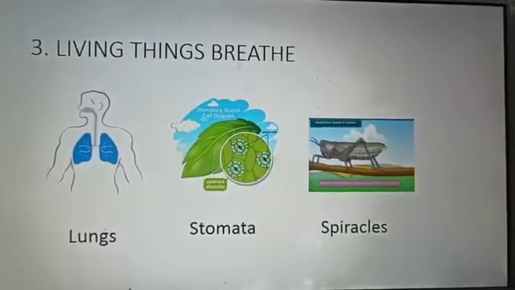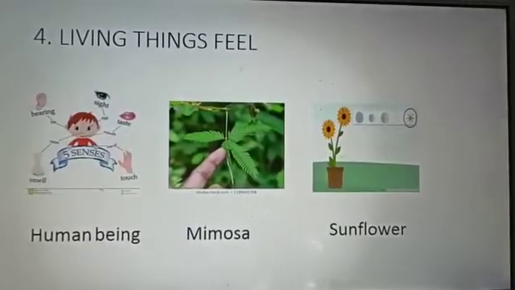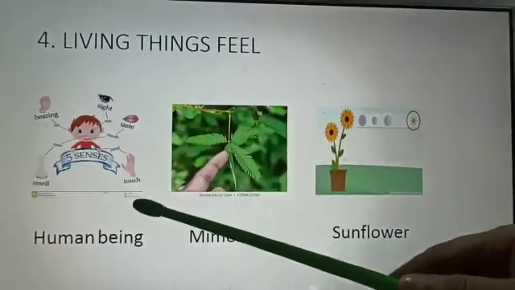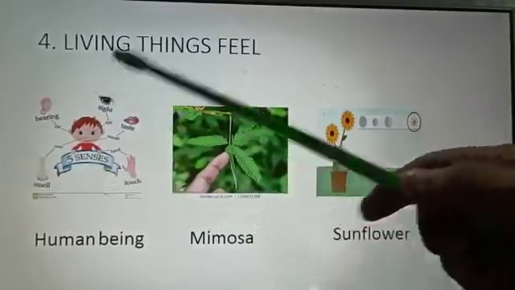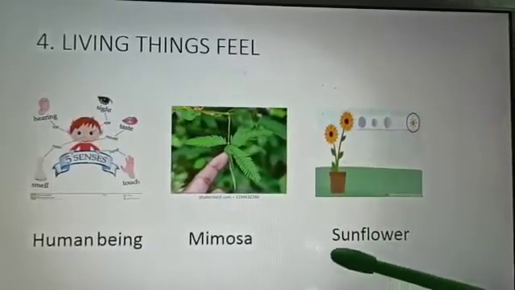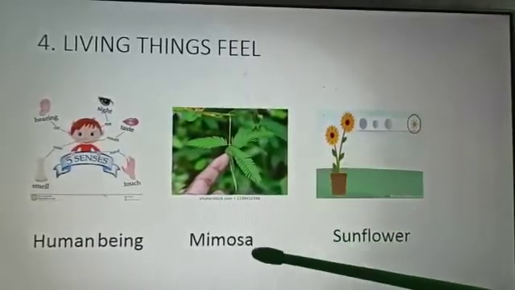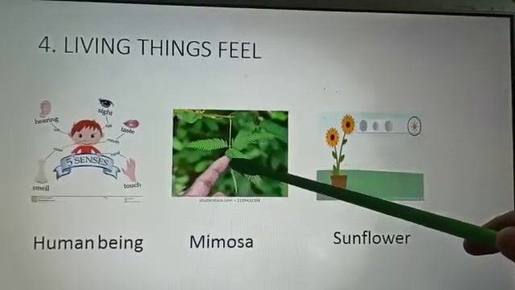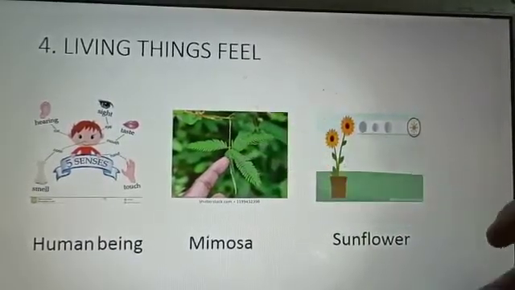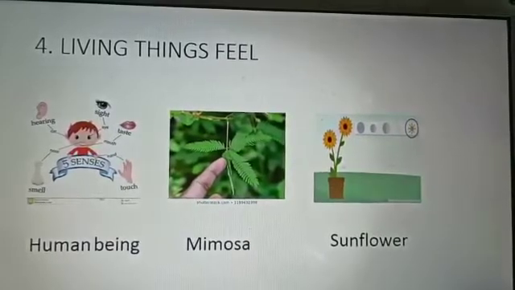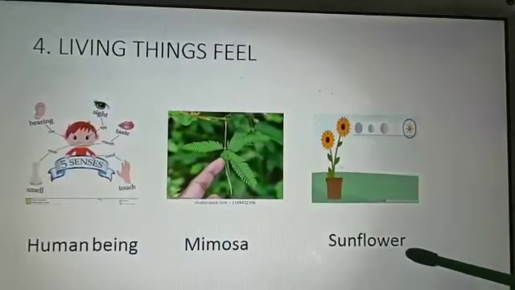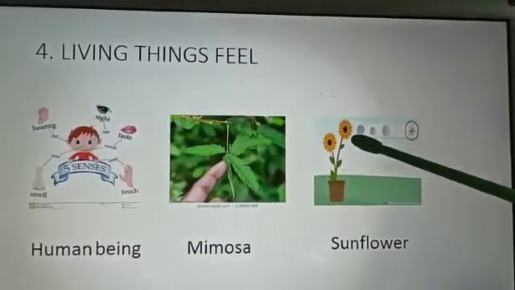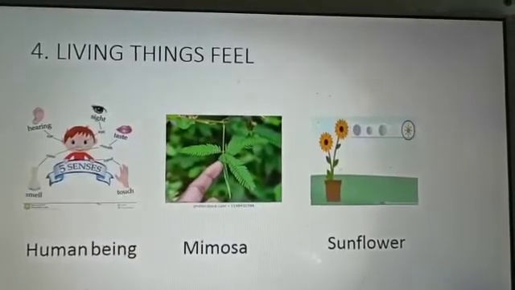Okay, children? The next characteristic of living things is that living things feel. We human beings have 5 sense organs that help us to sense the world around us. A plant like mimosa can also feel. When we touch the leaves of this plant, the leaves close down on their own. Similarly, a sunflower can feel the heat of the sun and always turns its face towards the sun.